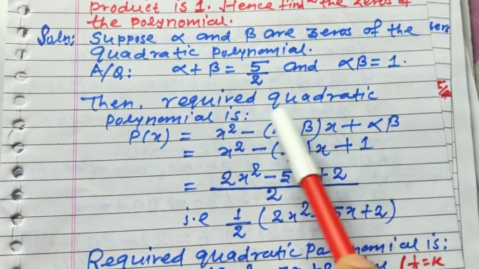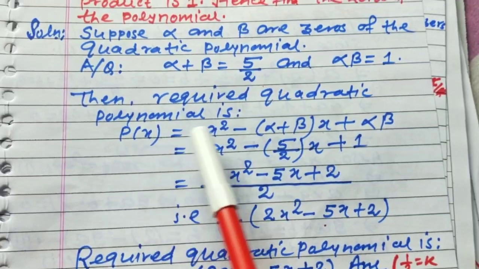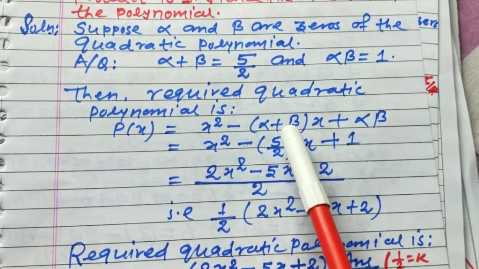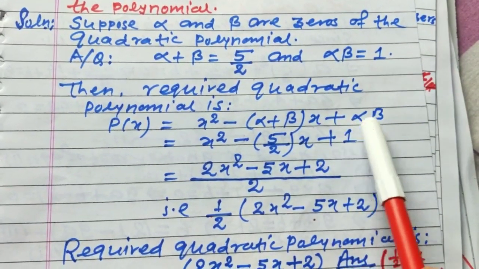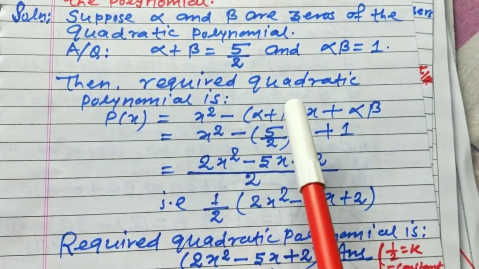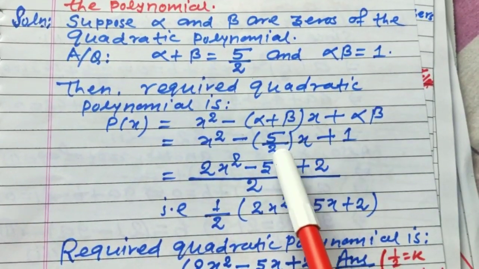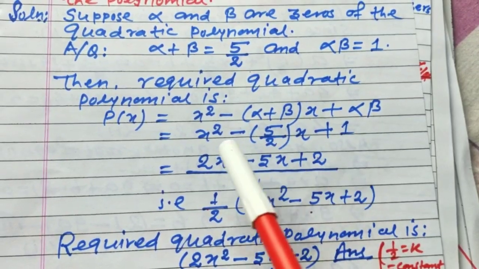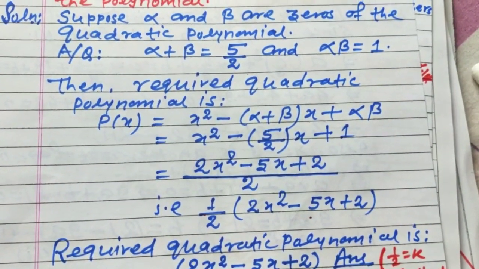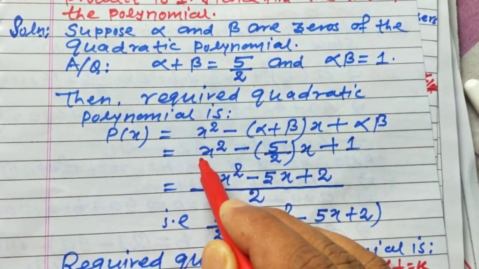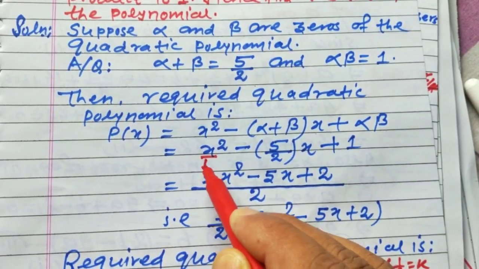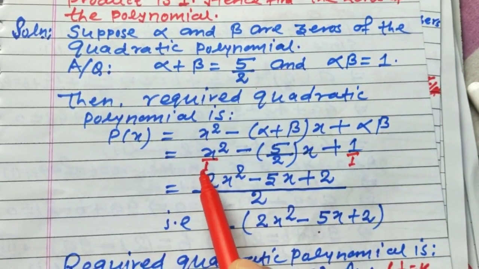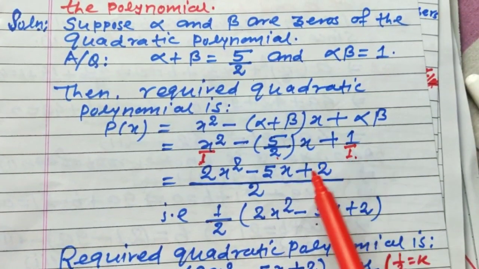Then the required quadratic polynomial is, as you know, the formula to find a quadratic polynomial is x square minus alpha plus beta into x plus alpha beta. Now put the value of alpha plus beta as 5 by 2, and alpha beta is equal to 1. Now take the LCM. The denominator of x square is 1, and the denominator of 1 is also 1. So the LCM of 1, 2 and 1 will be equal to 2.